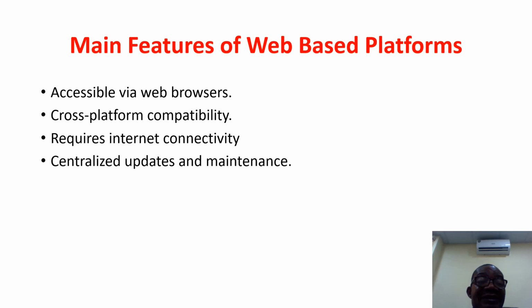So the main features of web-based platforms include being accessible via web browsers. As I said before, a web-based platform can easily be accessed using any of your web browsers like Internet Explorer or Firefox or Google Chrome. If you can access a software application through the browser, then you know that it was developed using web-based programming. Other main features include cross-platform compatibility. It is compatible across various platforms. It's not restricted. It also requires internet connectivity. It's essential in most cases to have access to the internet before you can access web-based programs. Then it has centralized updates and maintenance. The updates are usually centralized.